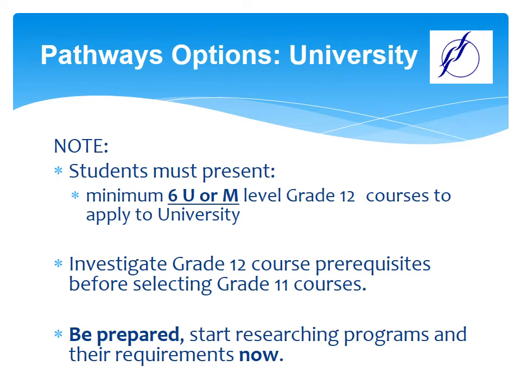Planning on a university pathway? Remember that in grade 12, students must have 6 U or mixed level courses in order to apply to university in Ontario. Investigate grade 12 course prerequisites now before you're selecting your grade 11 and grade 10 courses. This will ensure that you have all the prerequisites required for your program of choice. Once again, start now, be prepared by beginning your research early.